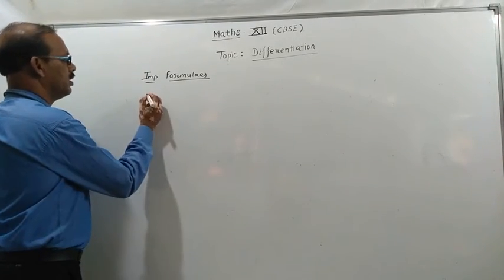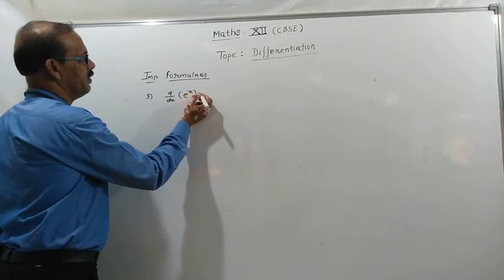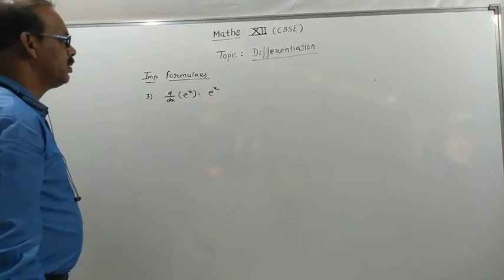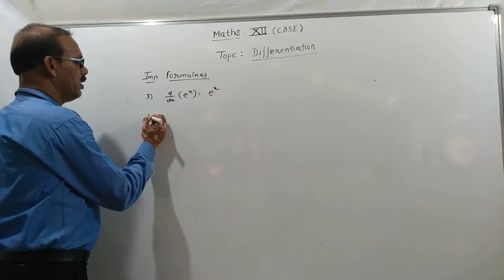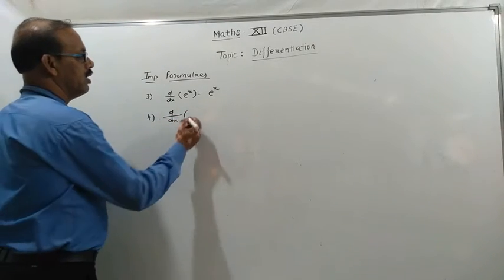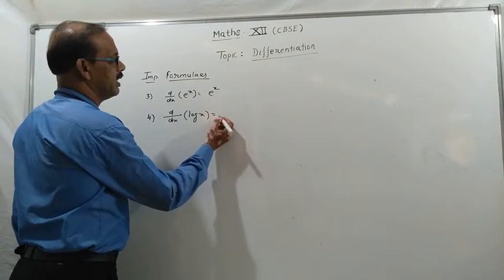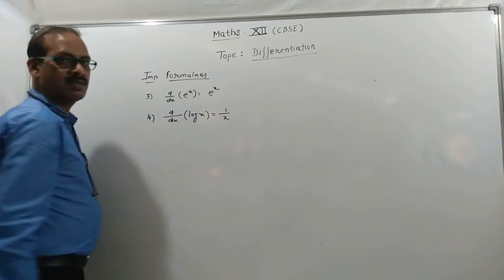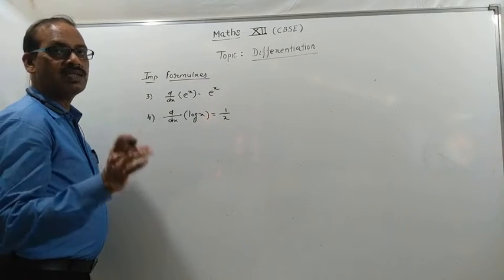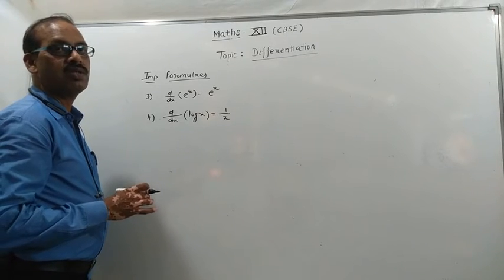Now, next one, formula number 3. Third, derivative of e to the power x, it is fixed. e to the power x is always e to the power x. Formula number 4: derivative of log x. This is the logarithmic function, always taken as 1 by x. Here, derivative of log x is always 1 by x. You must remember all these formulas, otherwise it is not possible to solve the questions.